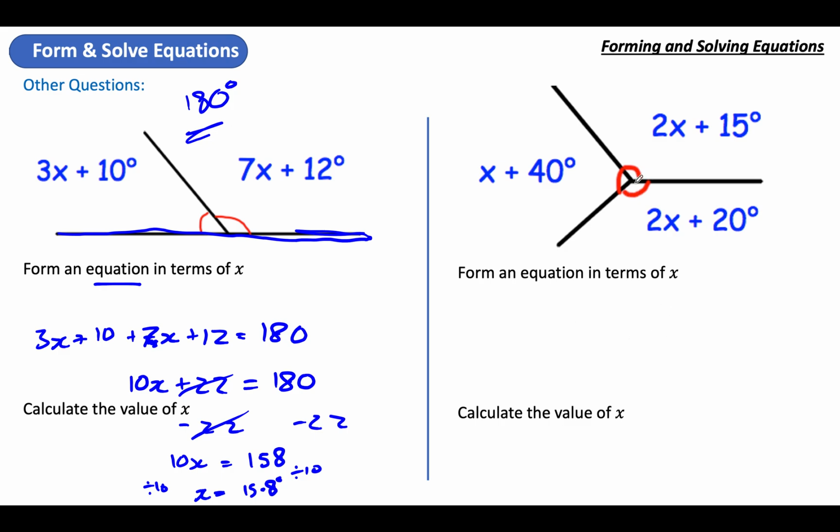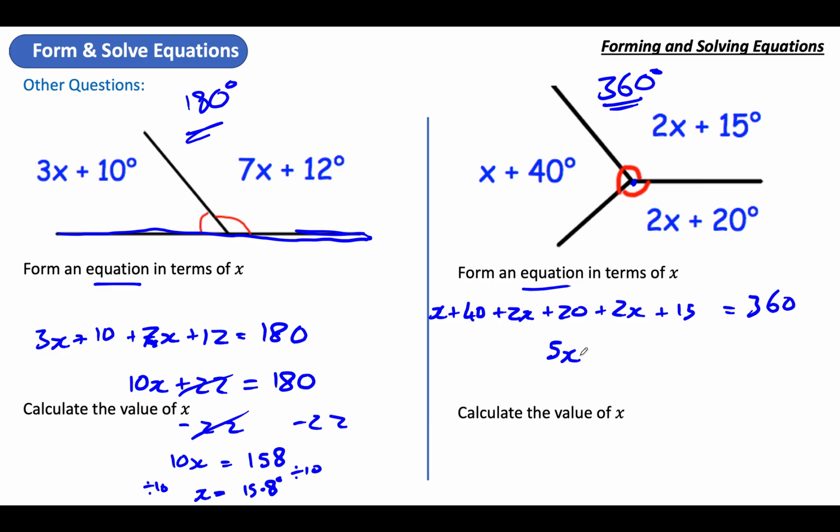Very much like this one. This is angles around a point, and they add up to 360. It's a full turn all the way around a point. So make an equation, add up those angles that you've got there. That's 15. Okay, and that will equal 360 because they are 3 angles around a point, making a full turn. Put the x's together, and you get 5x. Put the numbers together, and you get 40 and 20 is 60, plus 15 is 75. So there's my equation.